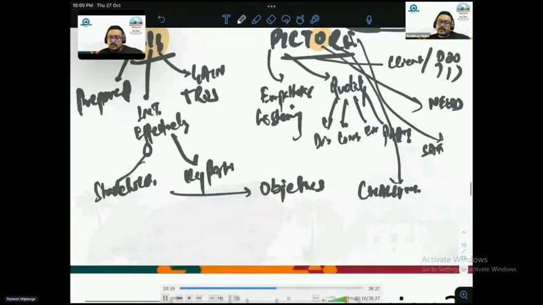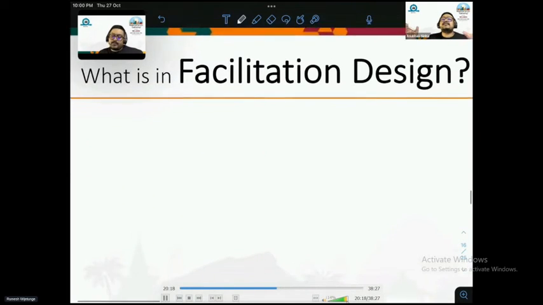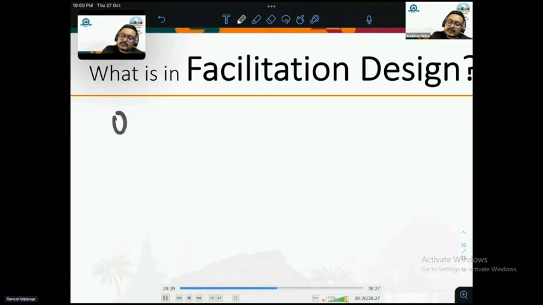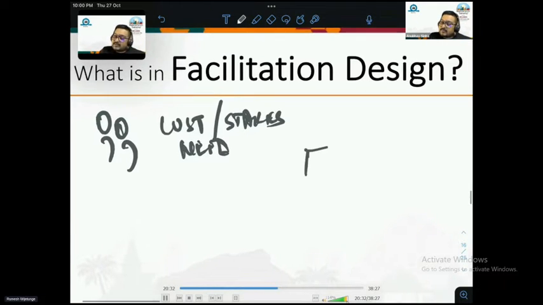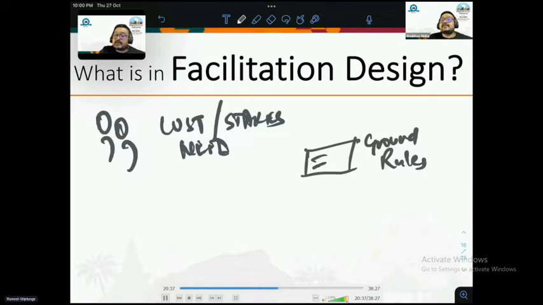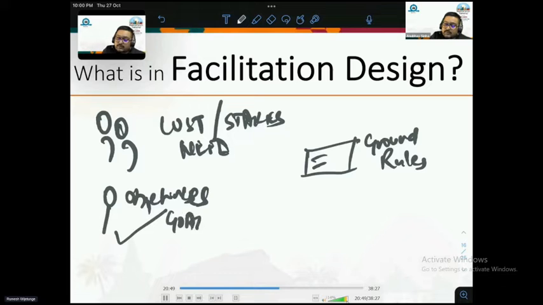So let me bring more in a nutshell. What is in facilitation design? It's about understanding customer or stakeholder needs. Then this is about having some ground rules. Of course, ground rules are required. Then it is also about clarifying objectives and their goals, what they're looking for.